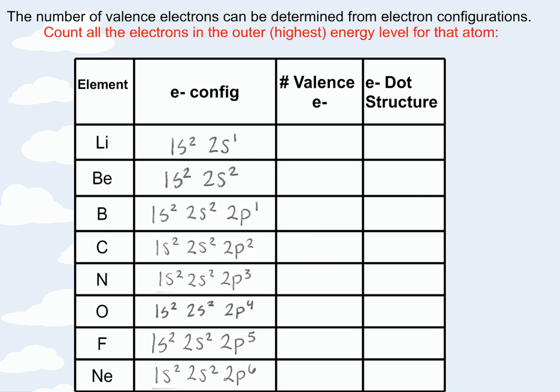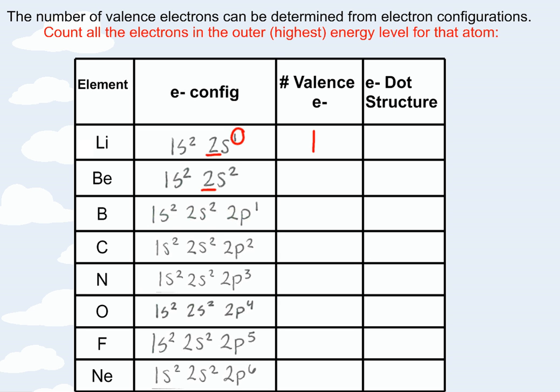So, the number of valence electrons can be determined from the electron configurations. What we're going to do is count all the electrons in the outer or the highest energy level for that atom. So starting with lithium, we've got 1s2, 2s1. Okay, 1 is a very low energy level. It's the lowest one on the periodic table. 2 is higher. So how many electrons are in that energy level? There's only one electron. So it has one valence electron. One electron in that outer energy level.